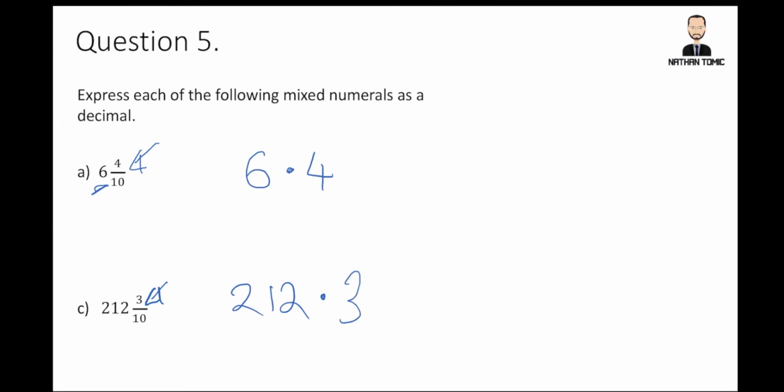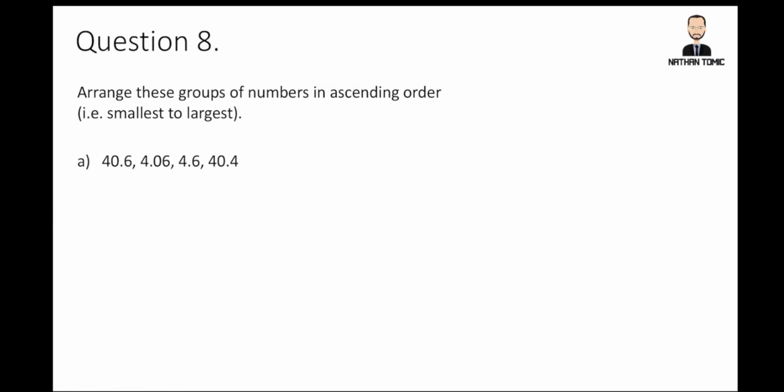Question 8 asks us to arrange the group of numbers in ascending order. So remember, ascending is smallest to largest. This is something people sometimes forget to pay attention to. So if we have a look, we'll start with our whole numbers. So the first number has 40, then a 4, and another 40. So our two smallest numbers are going to be these two here.